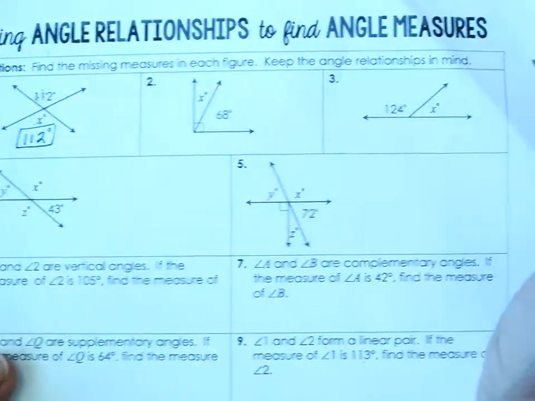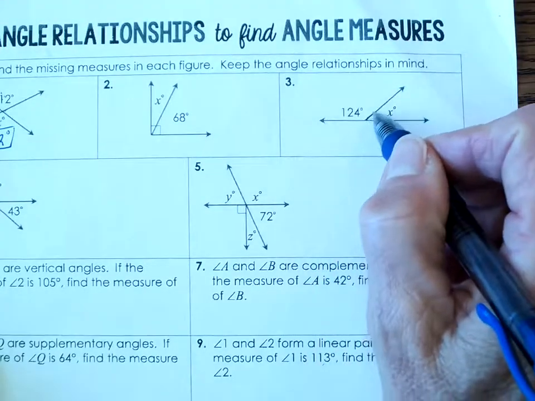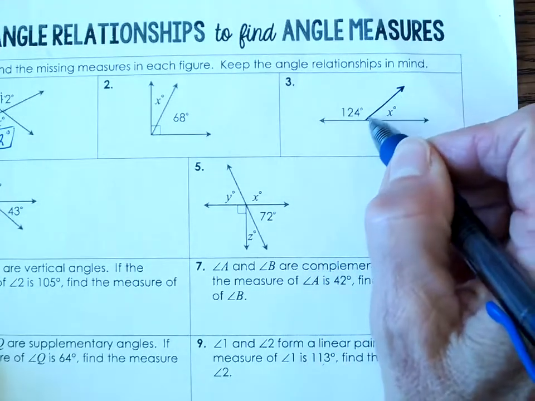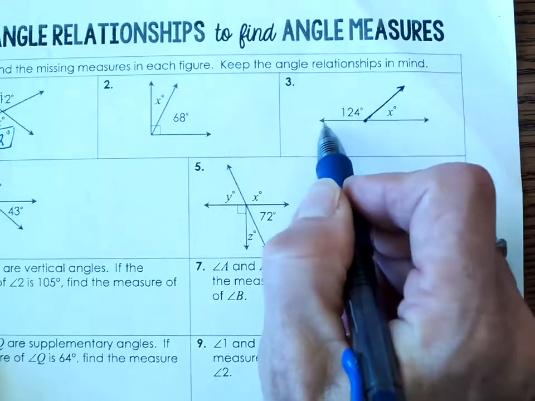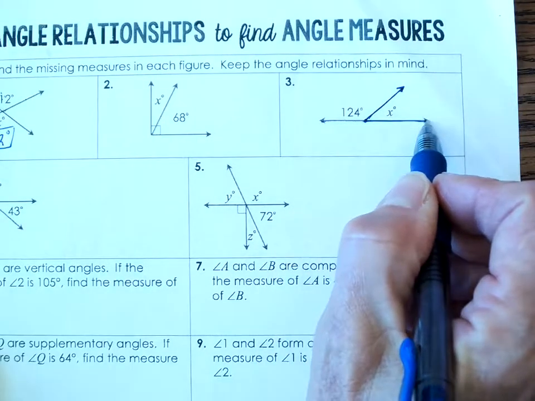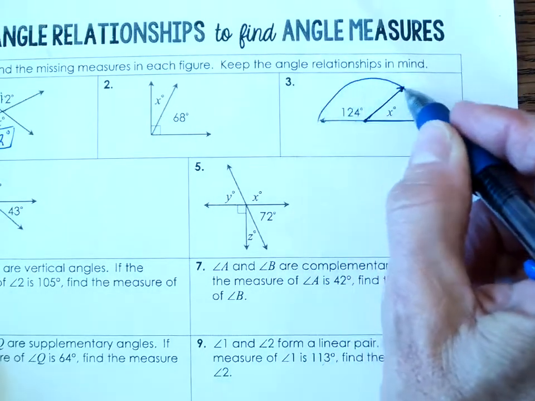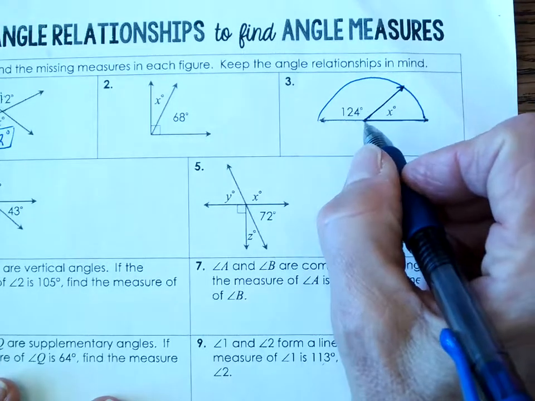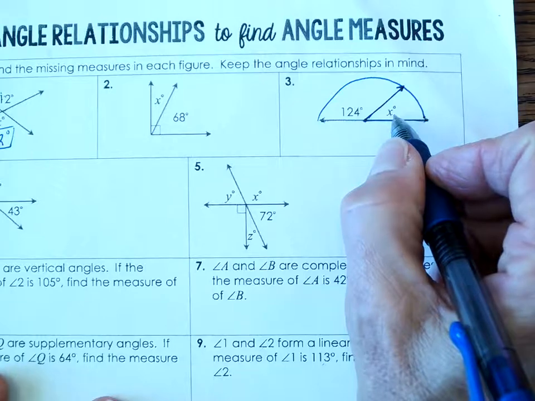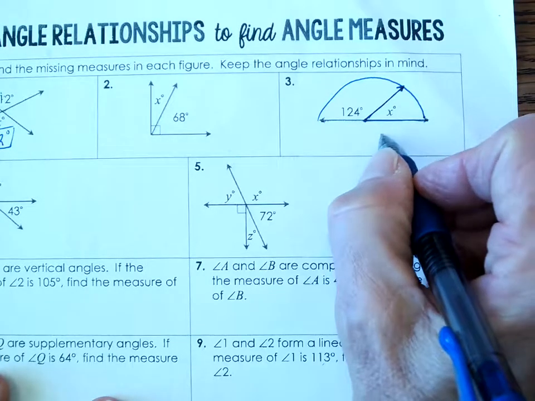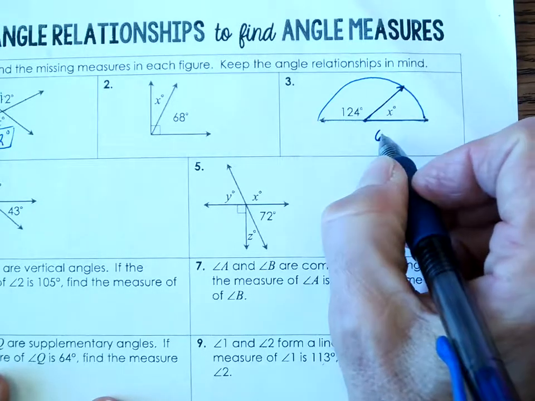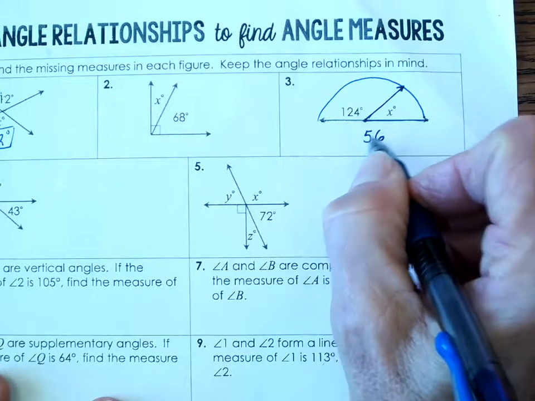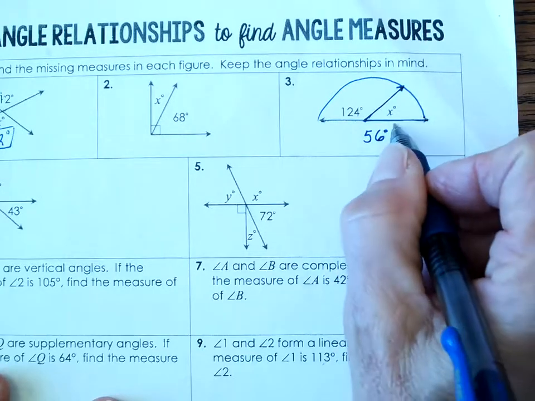On number 3, notice these are adjacent angles. They have a common side with a common vertex, and here we have a straight line. That means we have 180 degrees total. They are a linear pair, so their sum should be 180. So if that's true, we need 56 degrees for this little angle here.